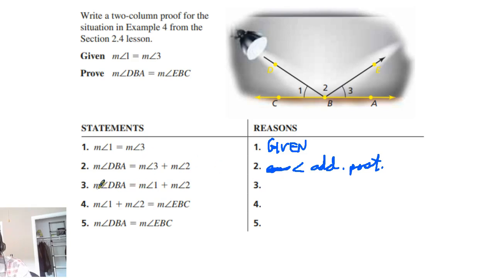Okay, next, angle DBA is equal to angle 1 plus angle 2. Let's take a look. DBA. I see 2 and 3, but I don't see angle 1 and 2. But what I notice here is that all they're doing is rewriting this statement for 2, and they've replaced the angle 3 with angle 1. Now, is that reasonable? Let's take a look.